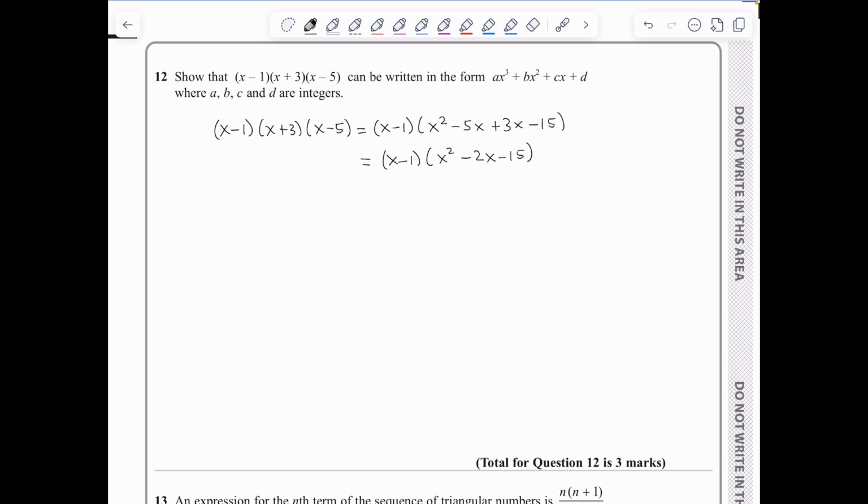And I will proceed by expanding this bracket with the second bracket. So x times x squared is x cubed minus 2x squared minus 15x minus x squared plus 2x plus 15. I will collect like terms once more. So we're looking at x cubed minus 3x squared minus 13x plus 15.